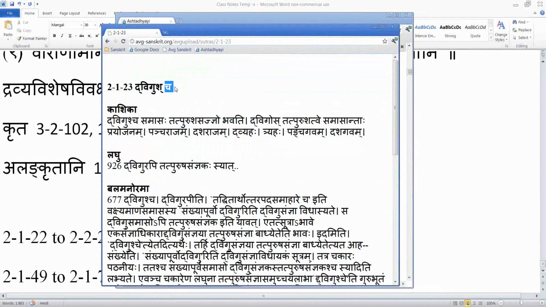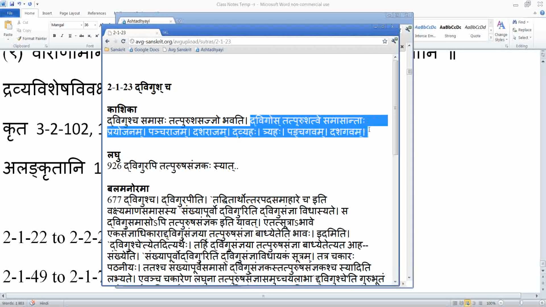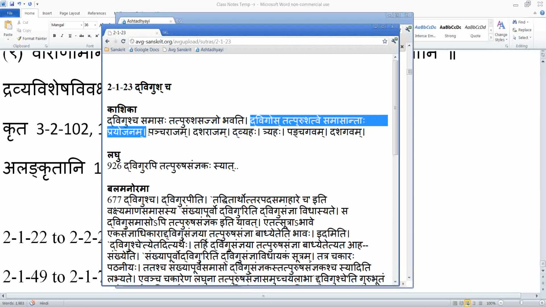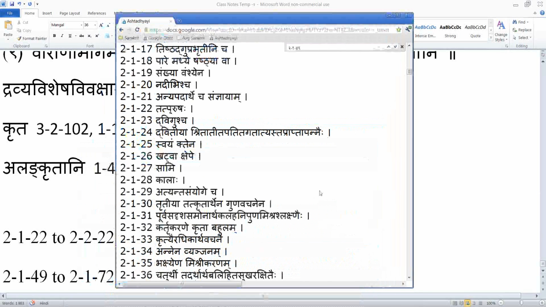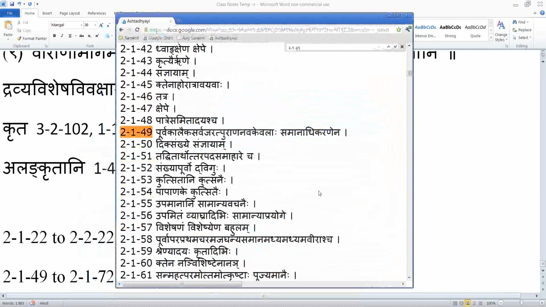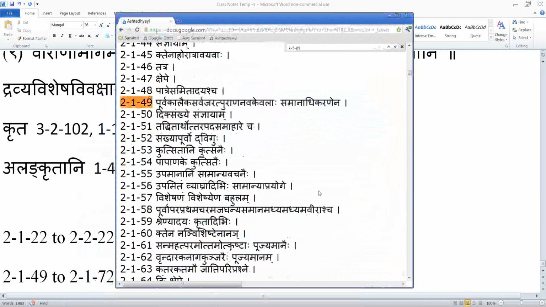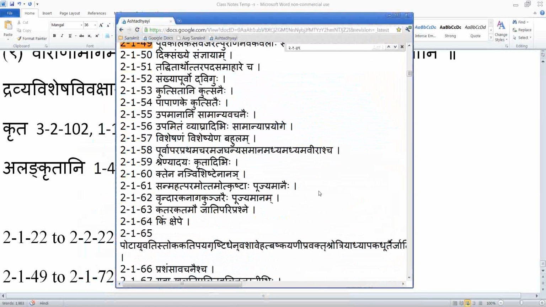And because of that, Dvigoho tatpurushatve samasantaha prayojanam. Because Dvigu also gets the Tatpurusha Sanya, the samasanta pratyayas can come for Dvigu. What Dvigu is will come in a second. Actually, what happens here is that the Karmadharaya is a subset of the Tatpurushas, and the Dvigu is a subset of the Karmadharaya. So, one more, Sankhya Purva Dvigoho. One more time, let's go to Kaumudi for a second.